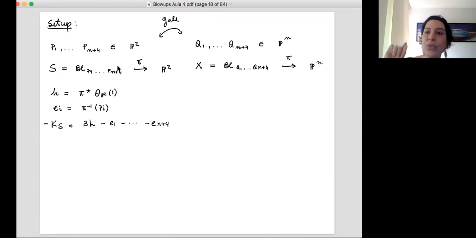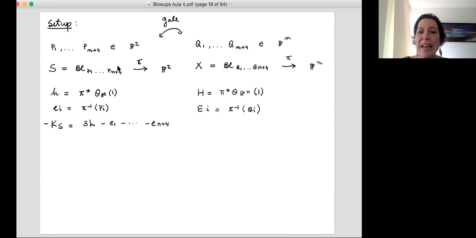And here I will use lowercase letters for the divisors on the surface. So I will use a lowercase h for the pullback of the hyperplane section of P2, and the lowercase ei's for the exceptional divisors. In this case, this is the expression for the canonical formula. And on Pn, I will denote by capital H the pullback of the hyperplane section, and then by capital Ei the exceptional divisor over the blown up points.